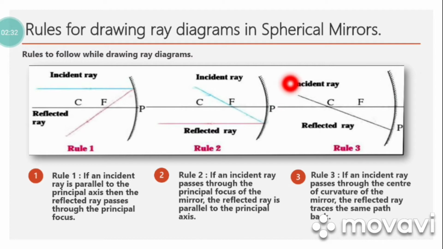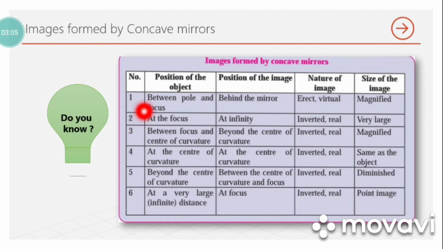Rule 3. If an incident ray passes through the center of curvature of a spherical mirror, then the reflected ray traces the same path back. Images formed by concave mirrors. The images formed by concave mirrors depend upon the position of the object from the mirror. If the object is placed between the pole and focus, then the position of the image is behind the mirror, the nature of the image is erect and virtual, and the size of the image is magnified.